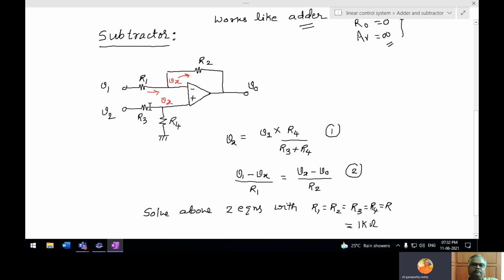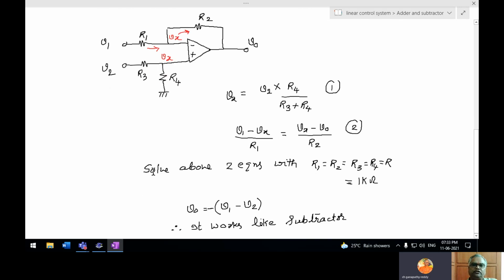So this is one equation. Because of virtual short, this Vx will jump to here. Now (V1 minus Vx) by R1 is equal to (Vx minus V0) by R2. Again, in the inverting terminal also current will not go into the op amp. Non-inverting also current will not go into the op amp because of infinite resistance. Now simply you have to solve these two equations, with R1 equal to R2 equal to R3 equal to R4 equal to R equal to 1 kilo ohm, just to simplify that. You can do it easily.